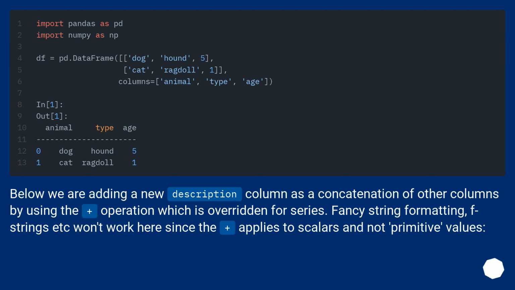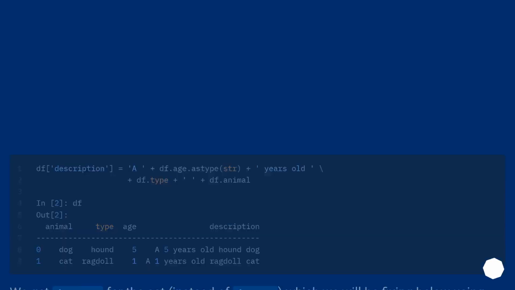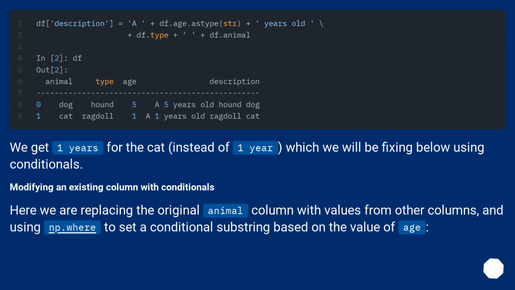Fancy string formatting, f strings etc. won't work here since the plus applies to series and not primitive values. We get 1 years for the cat, instead of 1 year, which we will be fixing below using conditionals. Modifying an existing column with conditionals. Here we are replacing the original animal column with values from other columns, and using np.where to set a conditional substring based on the value of age.